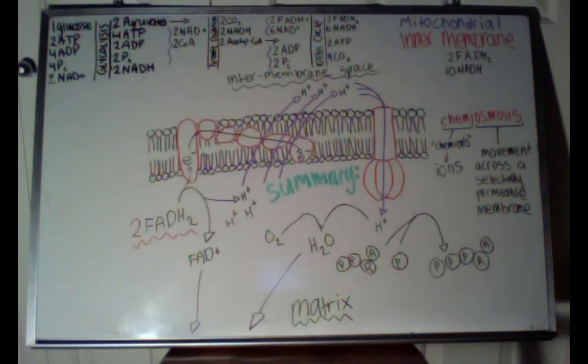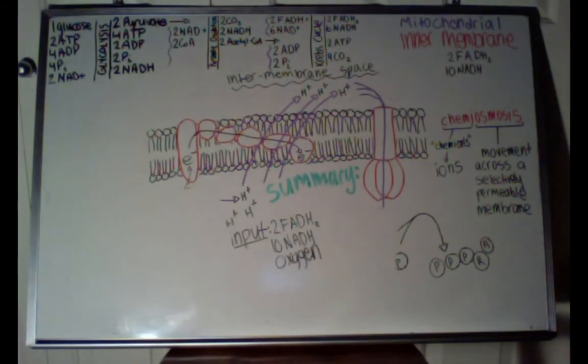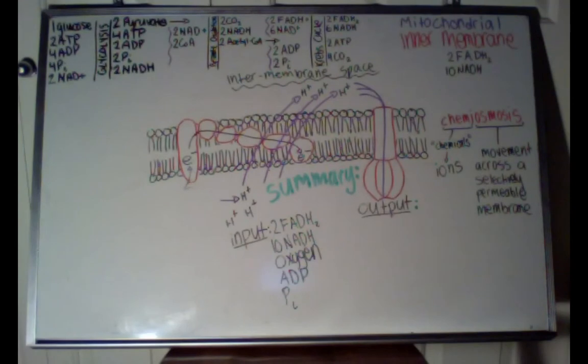Now, let's do a quick summary. We have our 2 FADH2 and 10 NADH, which are our inputs, and our oxygen, which grabs onto our electron and our hydrogen protons that come out of the ATP synthase, and an ADP and an inorganic phosphate. And our output, of course, is our ATP, which we are trying to produce, as well as some waste products like FAD+, NAD+, and water. But how much ATP have we produced? Because producing one measly ATP after this big process doesn't seem quite worth it.